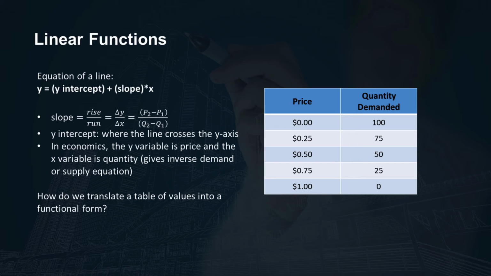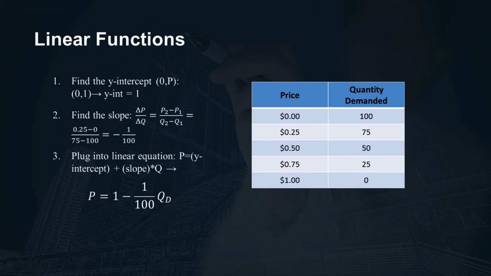So how do we translate this table of values into a functional form? Well, let's pick the y-intercept out of our table. If you look at the bottom of the table, we have a quantity demanded of 0 and a price of 1. So that means our y-intercept is 1. So we're halfway there. Now how about the slope?